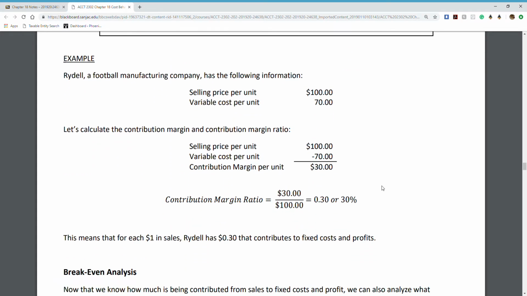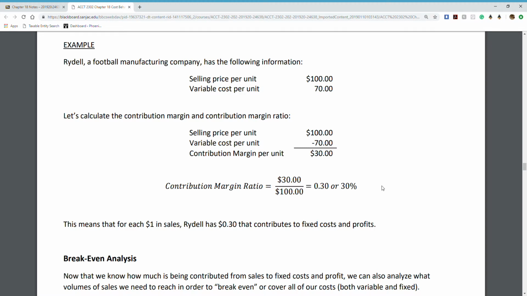Okay? So, example. Because this one's going to need an example to go through everything. We're going to use Rydell. And if you're thinking of the movie Grease, way to go. That's cool. But Rydell is actually, I think, an actual football company. I just like Rydell High better. But anyway, they're going to use the following information. They're going to have sales price per unit of $100. Variable cost per unit is $70.